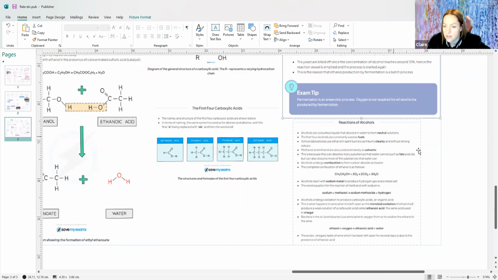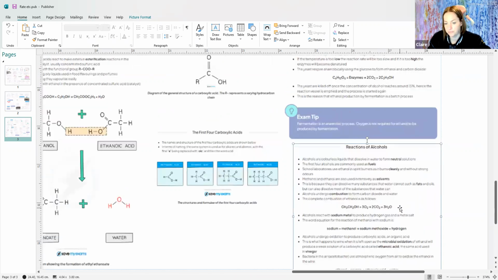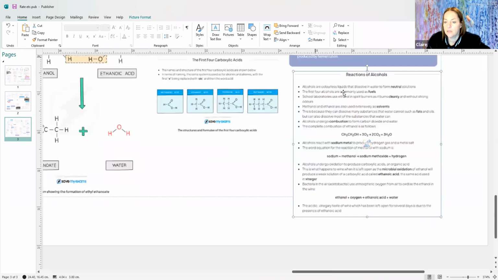So it says reactions of alcohols. I'm going to just expand this a little bit more for you. Alcohols are colourless liquids. That's one physical feature of alcohols. They are transparent. You can't see them. Uses include fuels and solvents for alcohols, as well as drinks. Let me just check what else it's saying.